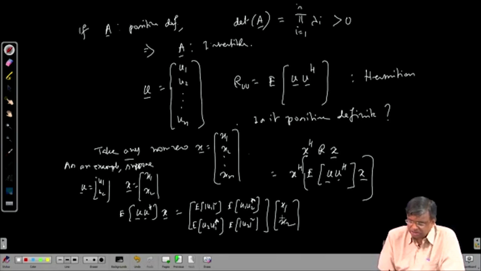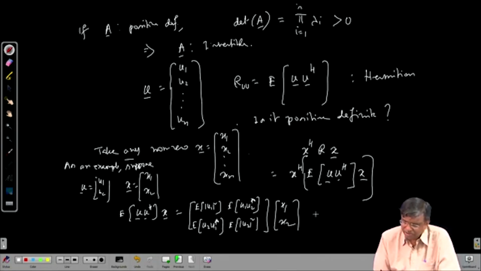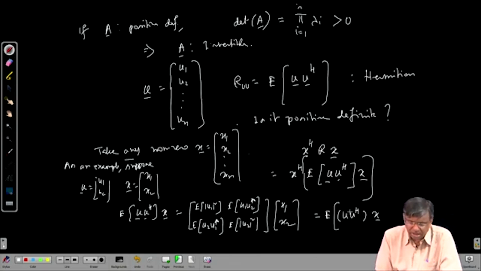You can see since x1 and x2 are not random, you will get the same thing if you take E and then U H, then push the x from outside to inside the expectation. Because if you carry out U H, you get mod U1 square, U1 U2 star, U2 U1 star, mod U2 square, and then x1 times that, x2 times that added, then E comes in.